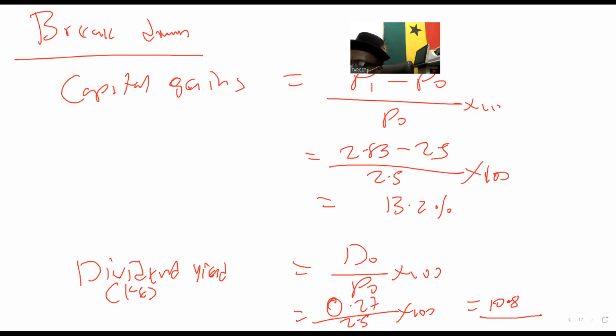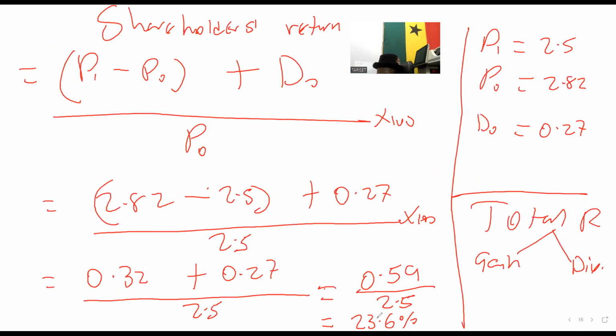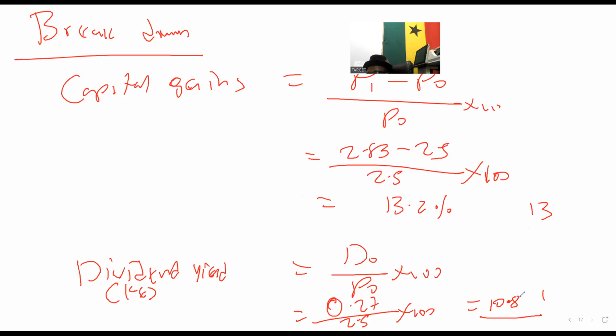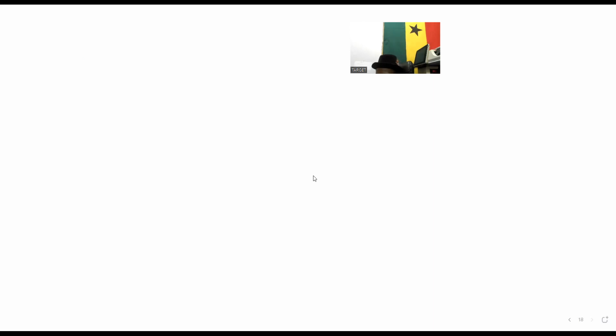Now we can say that this is 24. Let's run all of them to the nearest whole number. So imagine I round everything: here will be 13, here will be 11, making 24. 23.6 is also 24. We are done. We've achieved our aim. All right, so let's go to the other financial objectives.